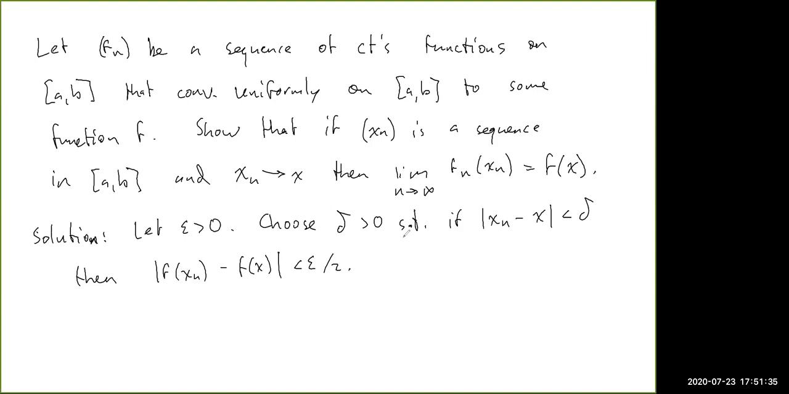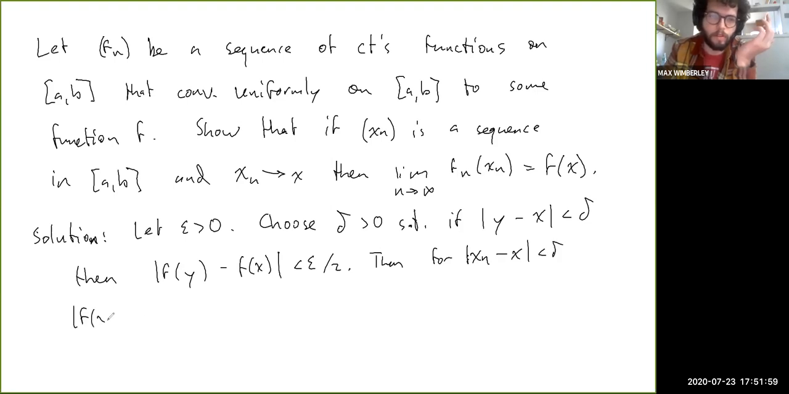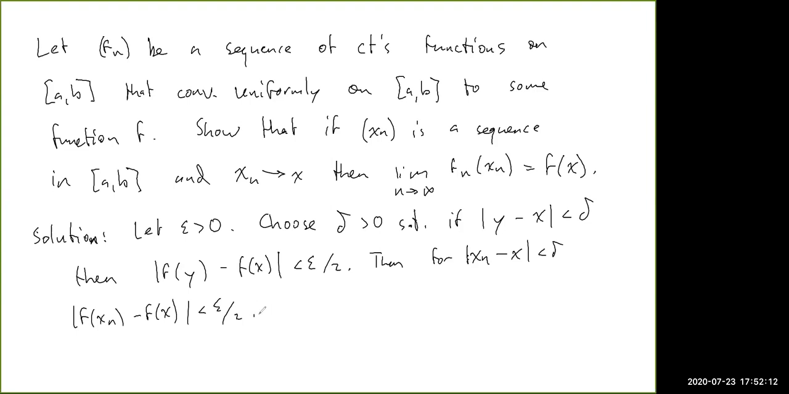Or really, this could actually be any y, but then it'll apply to xn. Not that it really matters. Then clearly for xn minus x less than delta, we have f of xn minus f of x less than epsilon over 2. Okay, right? And then what? I guess do the same thing for fn.